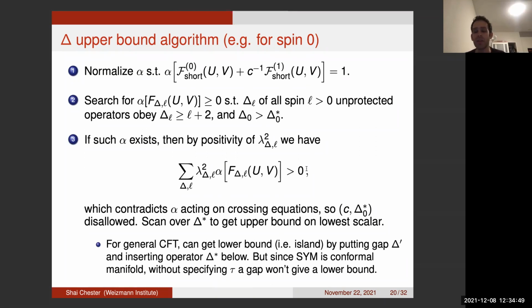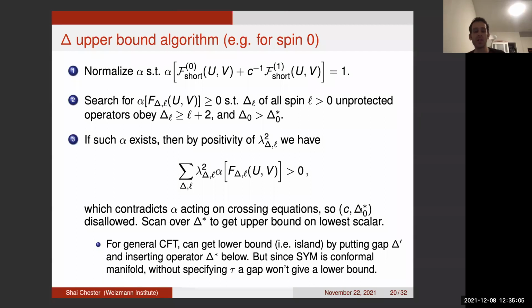And so this means that something we did was wrong. And so in particular, that means for the given value of C that we put in, this assumption on the scaling dimension delta star for the scalar must have been wrong. So that point is disallowed. So then you can do this for many different values of delta star, and this will give you some upper bound on the lowest dimension scalar as a function of C.